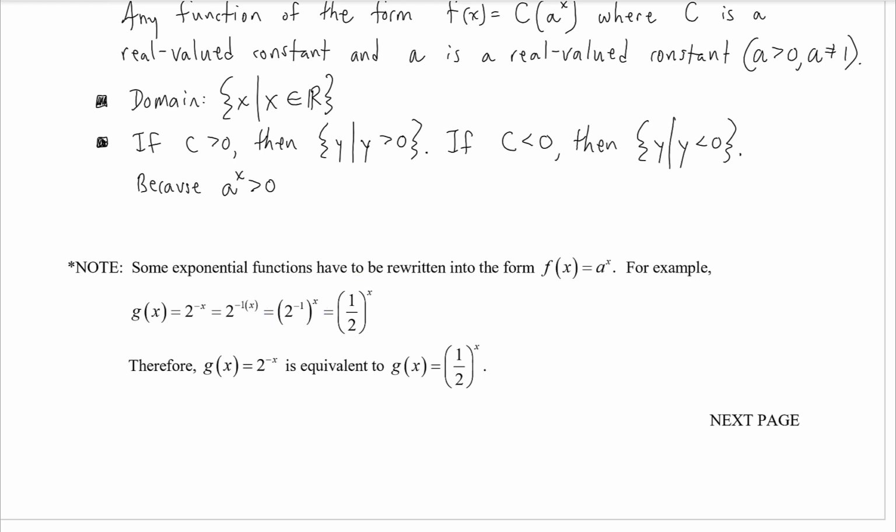So this is just an example of, let's say you have an exponential function 2 to the negative x, and you go, wait, that's not an exponential function. I've got this negative 1 up here. Ah, it is an exponential function because you can rewrite this as 1/2 to the x. So there's your a. A is equal to 1/2, and then it's raised to the x. So it is an exponential function. It's just a quick reminder that we can use exponent rules to rewrite a function to be in the form that we want it to be in.